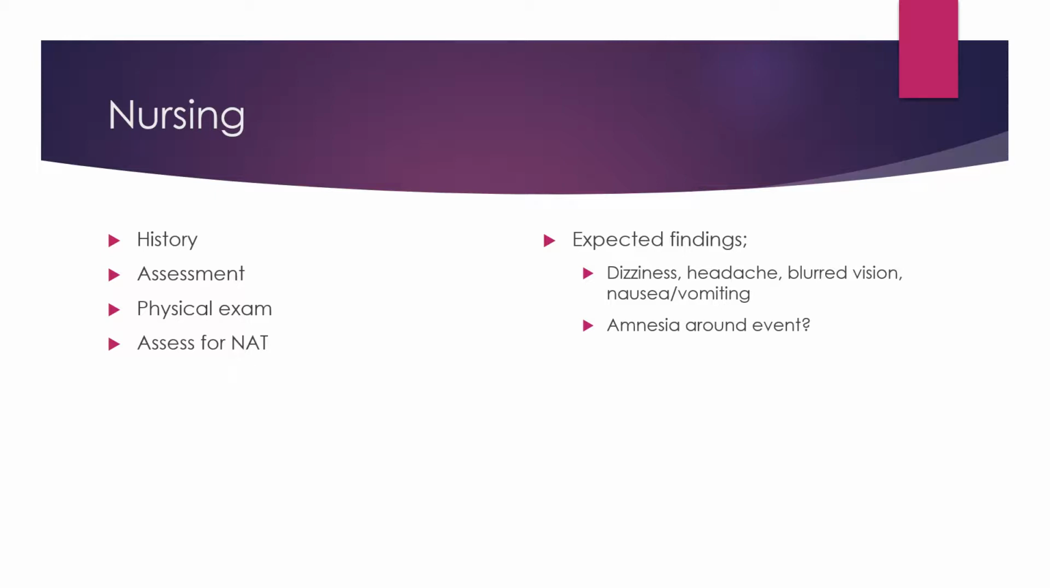And then on your physical exam, you want to assess for loss of consciousness. On the next slide, we'll go through minor, moderate, and severe injury, but you would expect to find possibly dizziness, headache, blurred vision, maybe some nausea, vomiting. And then certainly for younger children, we're always going to assess for non-accidental trauma. And that is exactly as it sounds. It's a trauma that was not an accident, so physical abuse that was caused by parents or caregivers.